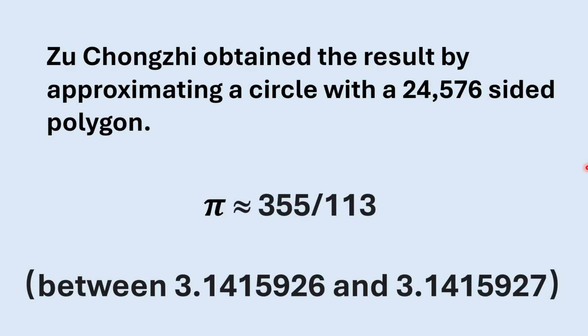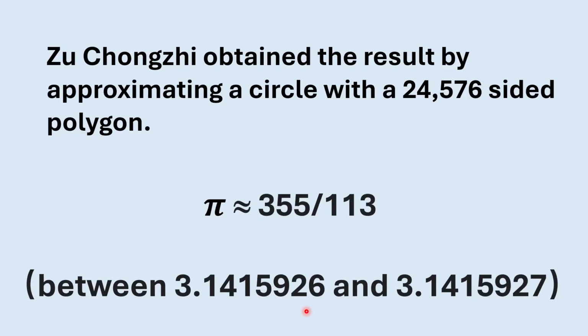And also he could determine that the pi value is between 3.1415926 and 3.1415927. Okay, so only the last digits, 6 and 7, from the estimation are uncertain, and the first 6 decimal places, 141592, are absolutely accurate. So compared to the previous value, this is a major breakthrough.